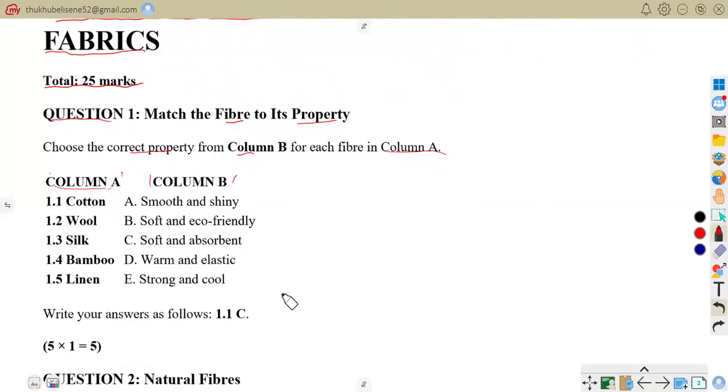Column A is all about fibers. These are fibers: cotton, wool, silk, bamboo, linen. And column B, we are talking about the properties. So now we are doing a matching question. 1.1, we have cotton. The correct answer that matches cotton is C. Cotton is soft and absorbent. So for 1.1, the correct answer is C.